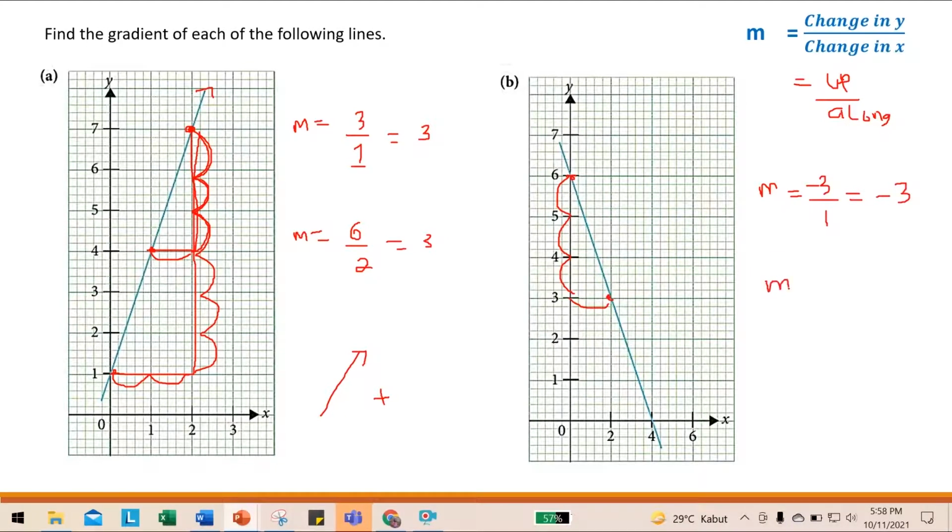Or another way to get the gradient, we find another 2 points. Let's say 6 and 4. So change in y is 1, 2, 3, 4, 5, 6. Because it's going down, so negative 6 out of how far along? 1, 2. Negative 6 divided by 2 is negative 3. So don't forget, if a line slopes downward from left to right, its gradient is negative.